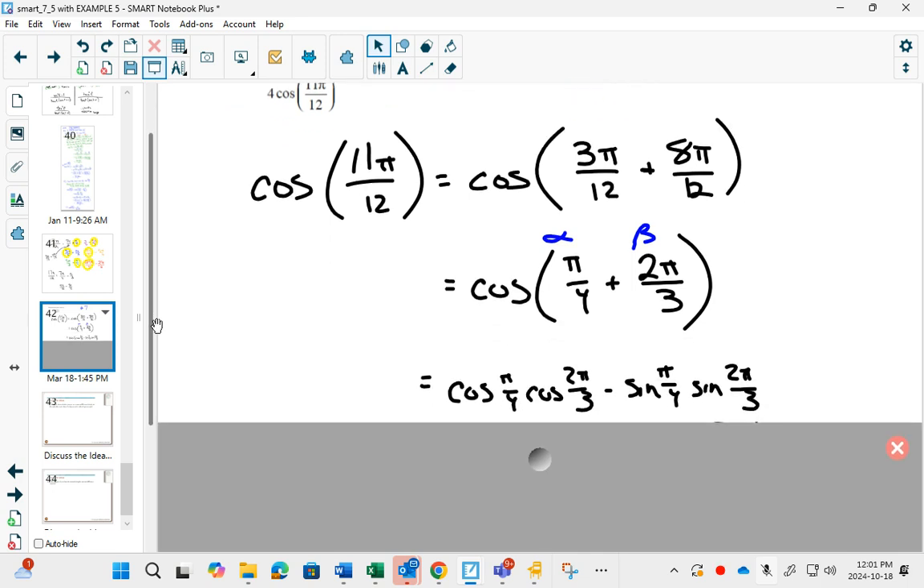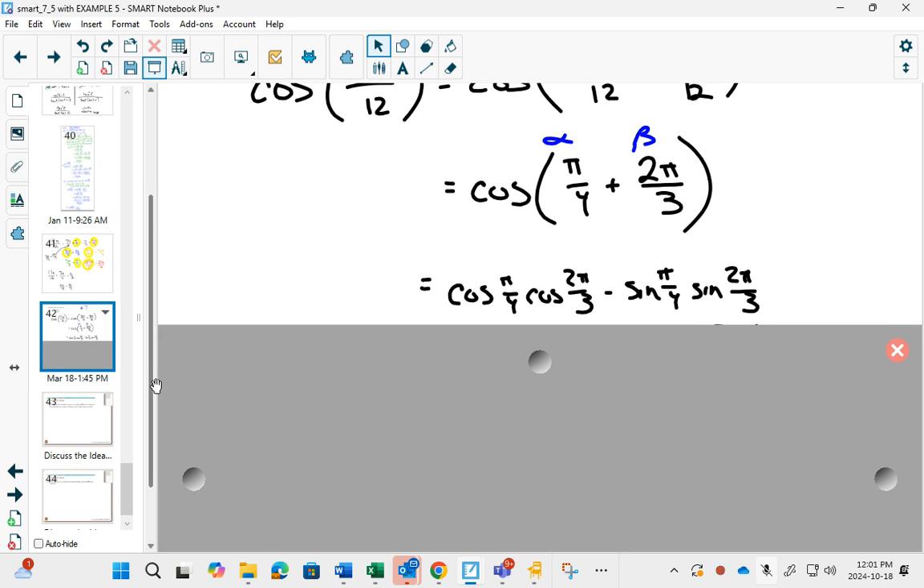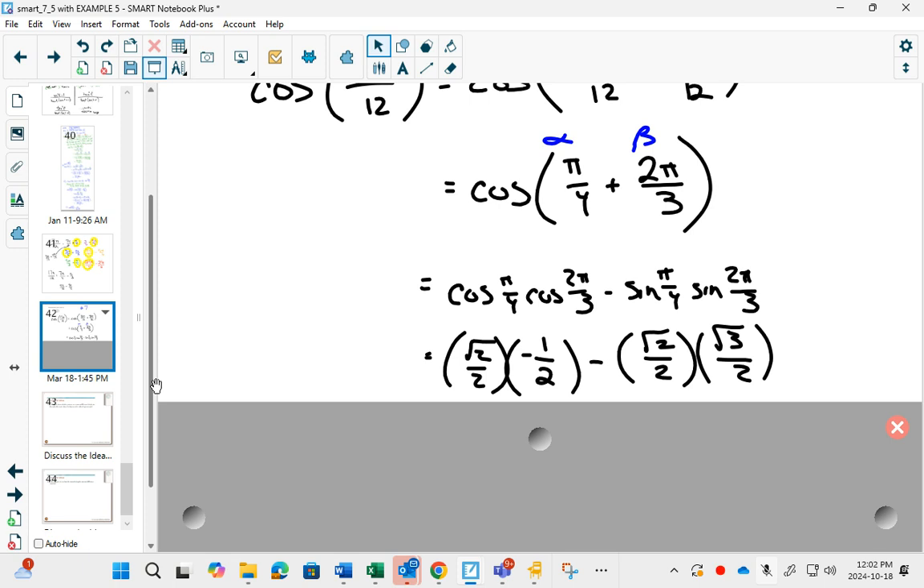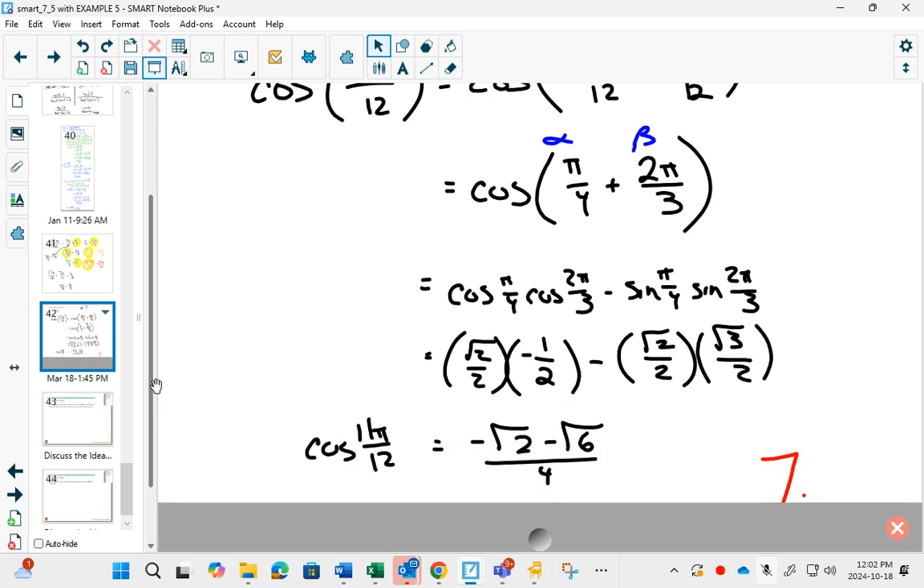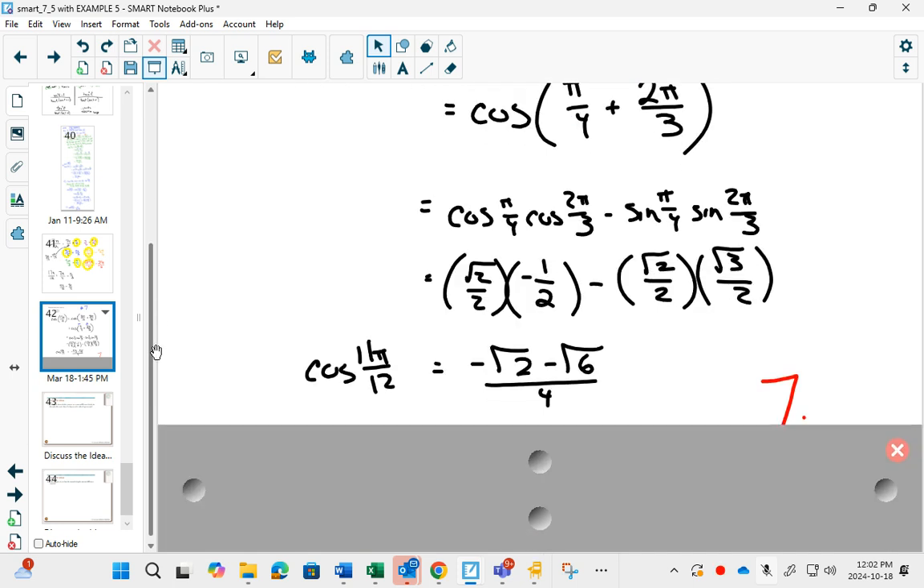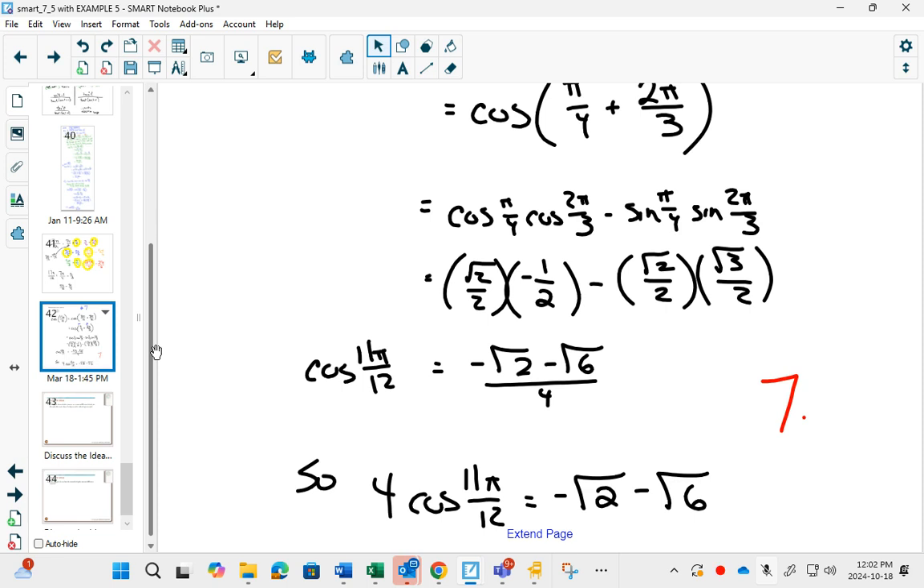Then this is cos alpha, cos beta minus sine alpha, sine beta. Use your cos alpha plus beta formula. Get the values from your pi plate. And of course, you have a root 2, a root 6, then it's all over 4. This time they just all happen to be negative. So then, what would 4 times that equal? Well, you just multiply both sides by 4, and you just get negative root 2 minus root 6.